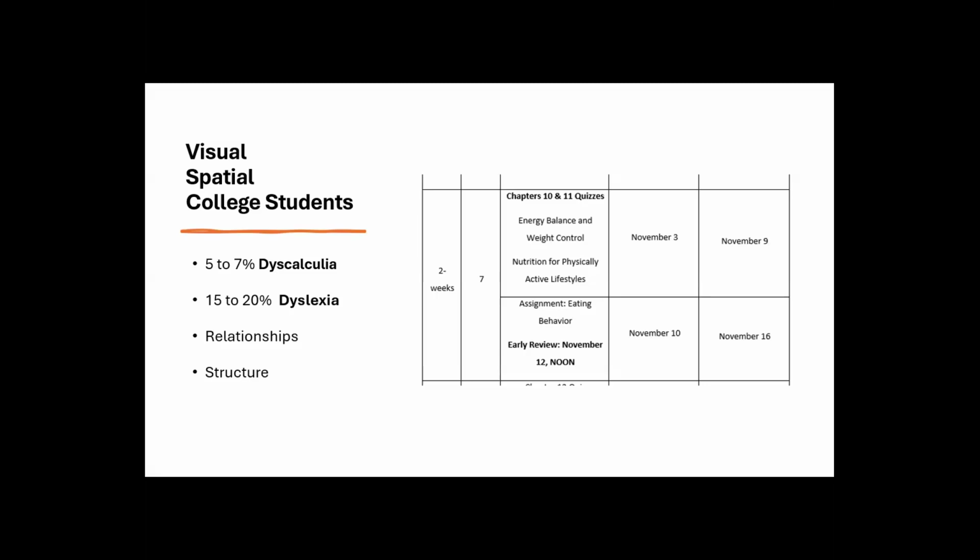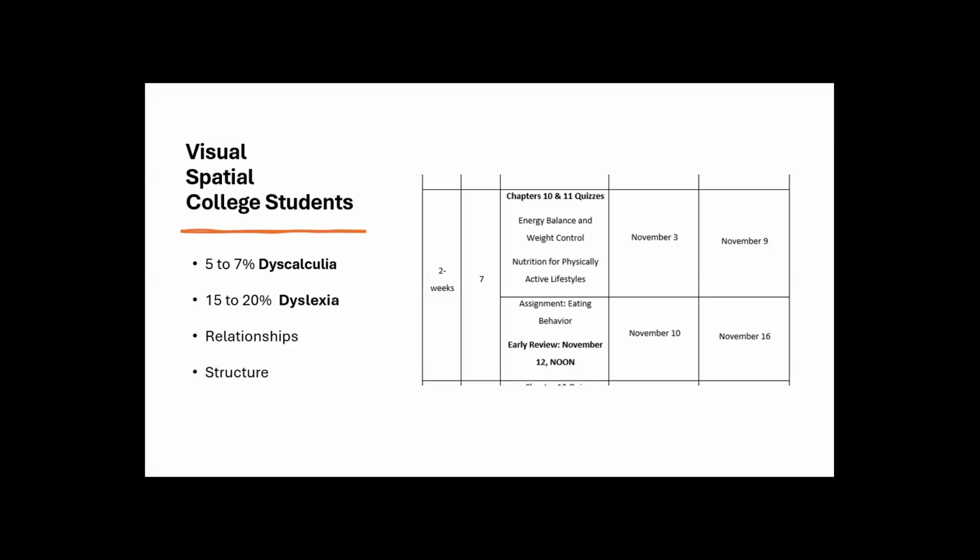So there's something called, and I'm probably going to say it wrong, dyscalculia, that really is specific to being able to track numerical information. And then about 15 to 20% of our college students have dyslexia. And so looking at both of those two, and there are many others, these are learners who are going to have a hard time understanding relationships in the different cells as well as the structure.